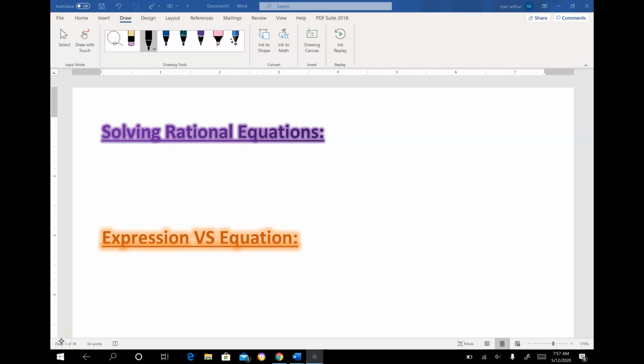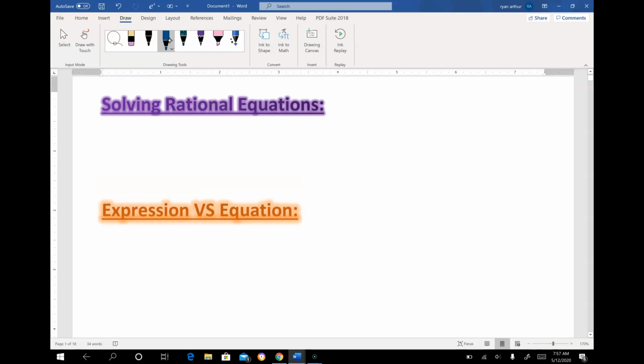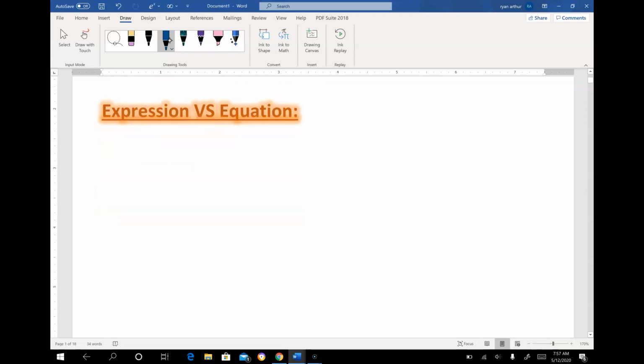Alright, today we're going to learn how to solve rational equations. So we've talked about all the different types of expressions, and we've talked about how to simplify them all: multiplying, dividing, adding, and subtracting. So today we're actually going to do an equation. And I first want to talk about what's an expression versus an equation.